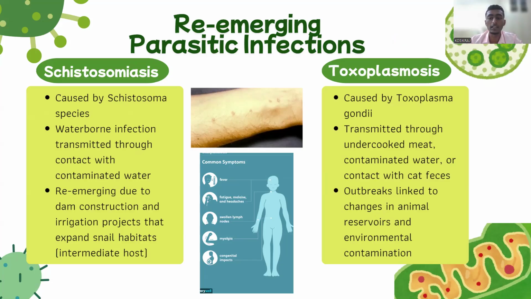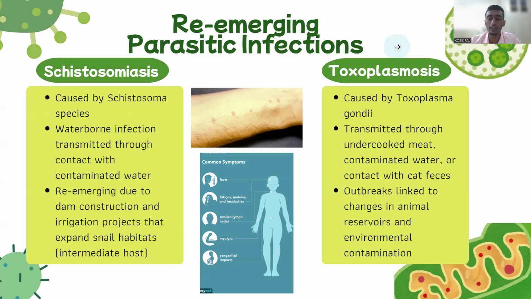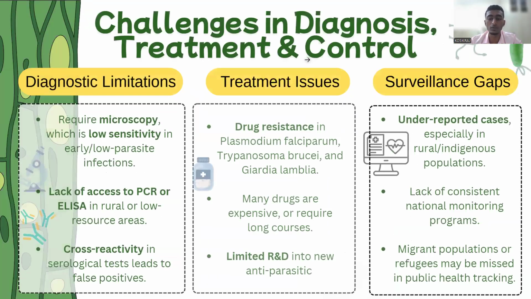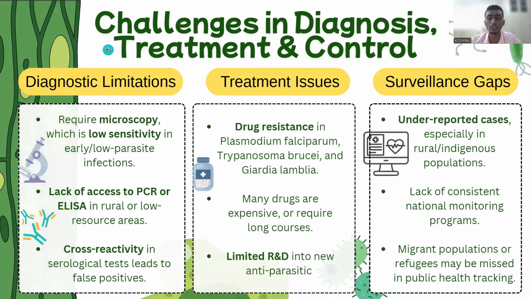And lastly, we have toxoplasmosis caused by Toxoplasma gondii. It is mainly transmitted by eating undercooked meat, drinking contaminated water, and contact with cat feces, since cats are the definitive hosts. So the re-emergence of toxoplasmosis is linked to changes in animal populations, farming practices, and environmental contamination. Outbreaks have been reported after floods, due to spread in contaminated soil and water.